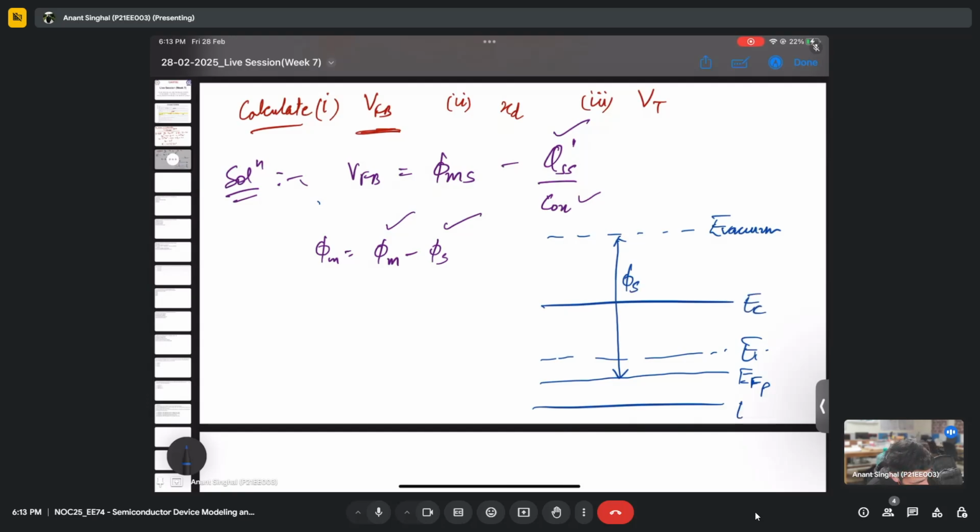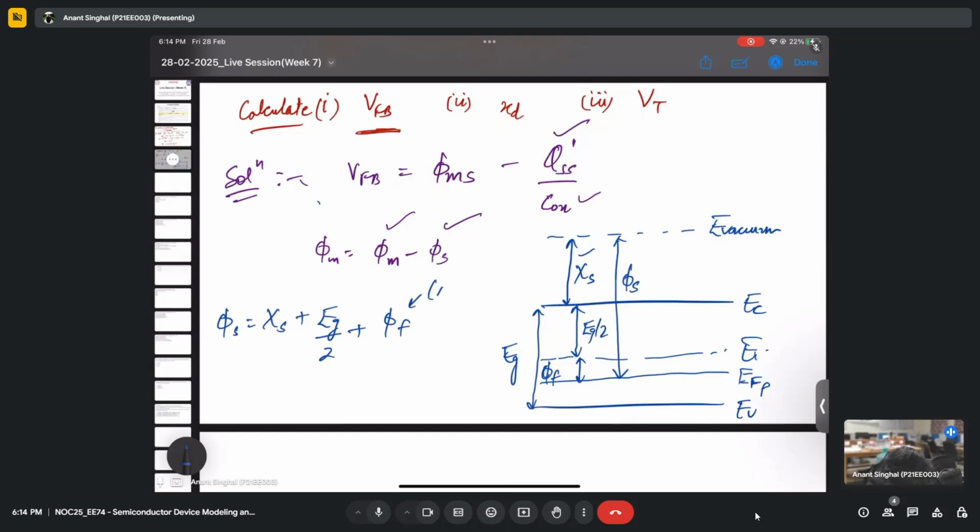So this is EC, this is EV, and what other things we can have? We can have the electron affinity, which is the difference between vacuum and the conduction band. So this is chi s, which is given in the question. Then we have EC minus EV given in the question, which is the band gap. So EI will be at Eg by 2, and EI minus EF is the Fermi potential. So how can you calculate phi s? By summing up the electron affinity plus Eg by 2 plus the Fermi potential, which is phi F, or you can write this as Ei minus Ef if you want.